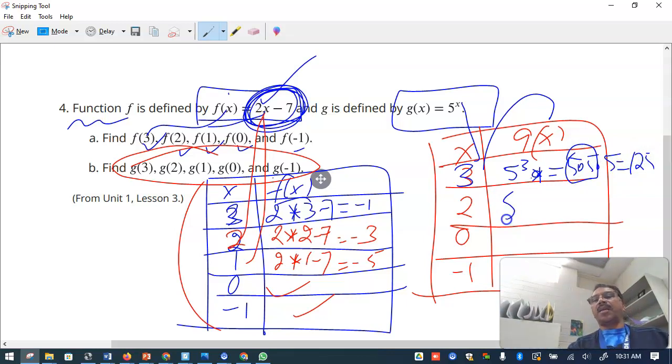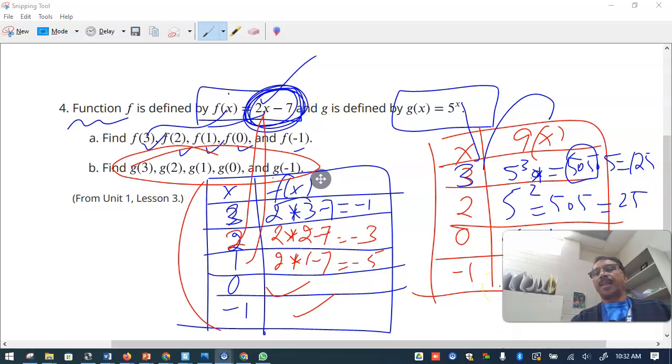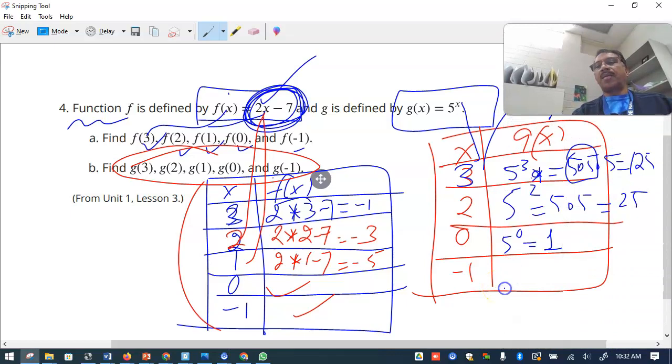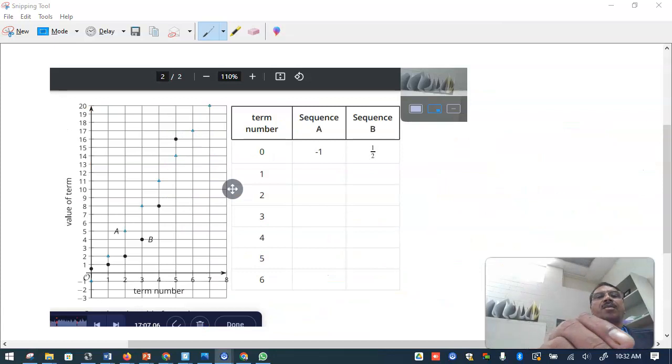Then the next one is 5 squared, so it is 5 times 5, which is 25. And then the next one is 5 raised to 0, and you remember any number raised to 0 is always 1. And the next one is 5 raised to -1. And whenever you have a negative, it means it is 1 over 5. Done. Hope that helps.